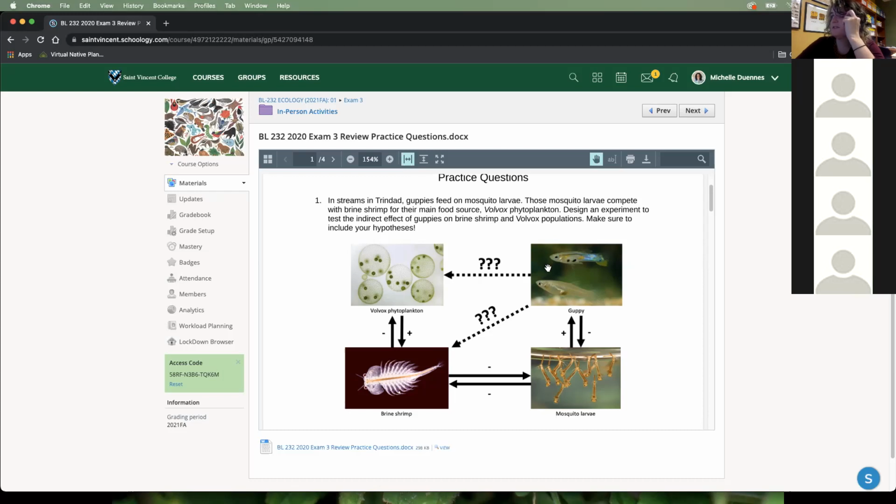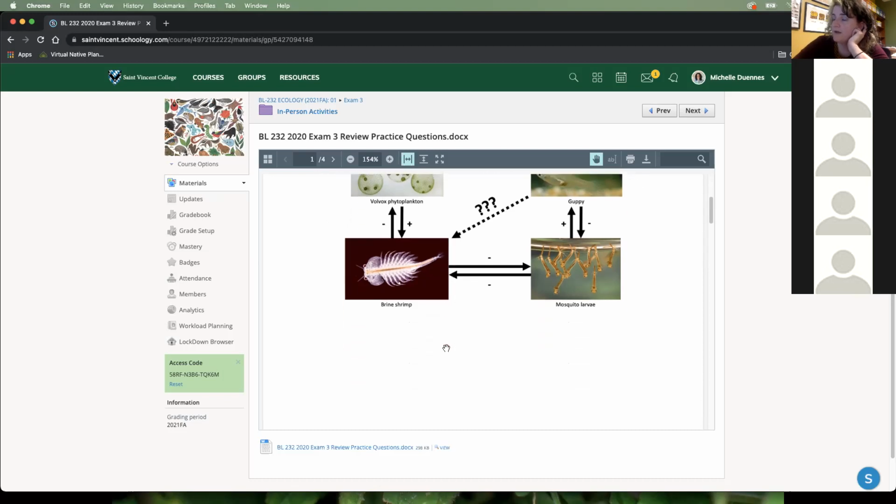So we are studying their indirect effects because guppies feed on mosquito larvae. They don't feed on brine shrimp. This I'm not sure is true. I might have made that up. But so they feed on the mosquito larvae, but the mosquito larvae compete with the brine shrimp to feed on volvox. So these dotted lines represent the indirect effects. So they don't have a direct interaction, but they have an indirect interaction by feeding on these mosquito larvae that compete with the brine shrimp. And the mosquito larvae feed on the volvox.